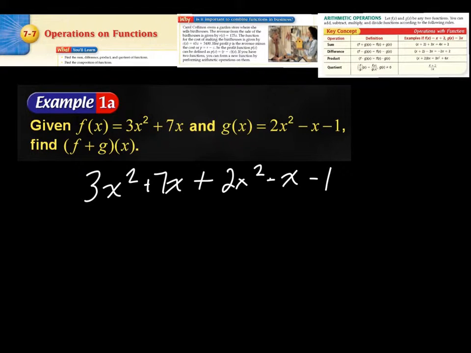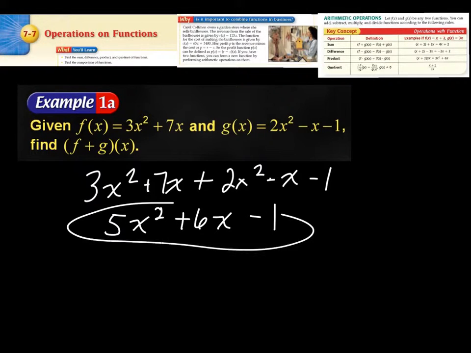Given f of x equals 3x squared plus 7x and g of x equals 2x squared minus x minus 1, find f plus g of x. So we just need to combine our like terms. 3x squared plus 2x squared would be 5x squared. 7x minus 1x is 6x. And the 1 didn't have a friend, so it just stays minus 1.